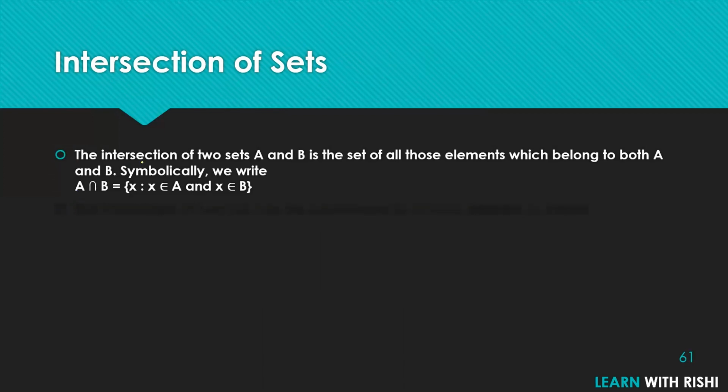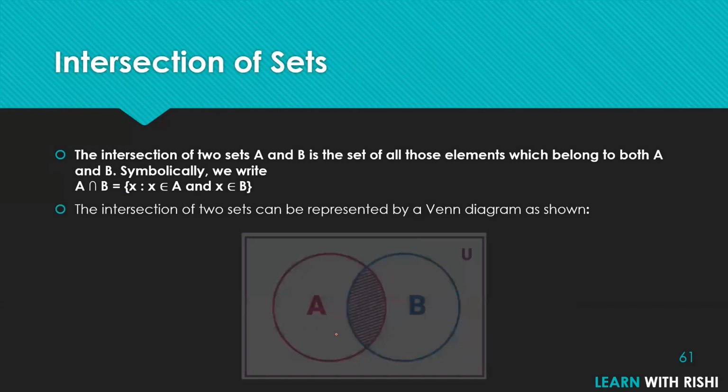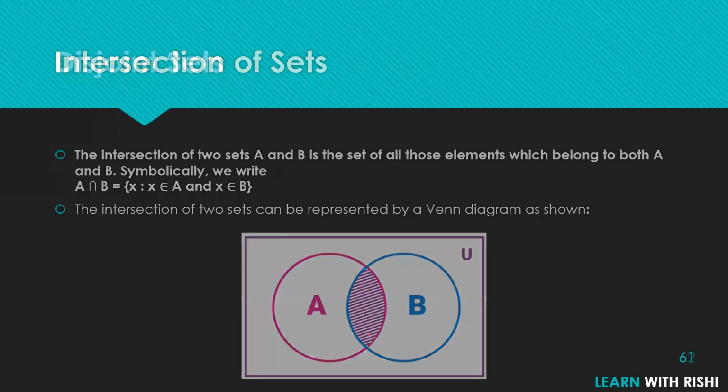Now the definition of intersection of sets. The intersection of two sets A and B is a set of all those elements which belong to both A and B. Symbolically, we write A intersection B is the set of all x such that x belongs to A and x belongs to B. The intersection of two sets can be represented by a Venn diagram as shown. Here is a Venn diagram, and if you want to show A intersection B, intersection means the common part. So this will be my common part, which is shared by both set A and set B. So I hope you understood the difference between union of sets and intersection of sets.